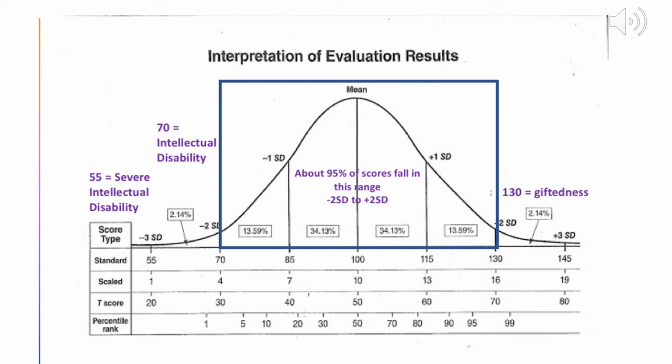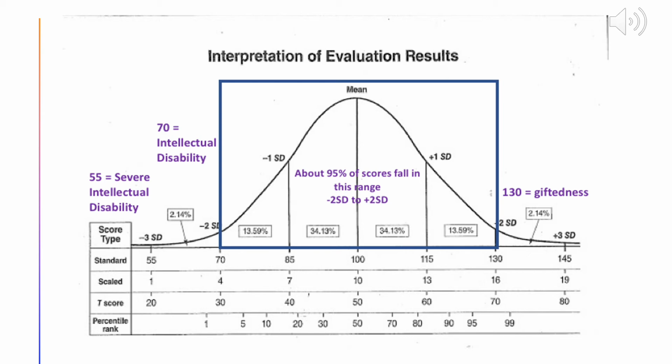Additionally, you can notice the blue box that I made, and it goes from 70 to 130. About 95% of our population falls between 70 and 130 on an IQ test, okay? And that is called 2 standard deviations below. So 70 is 2 standard deviations below. 130 is 2 standard deviations above the mean, in case you ever hear that vocabulary or that jargon.